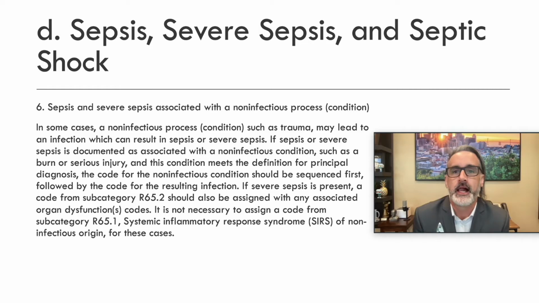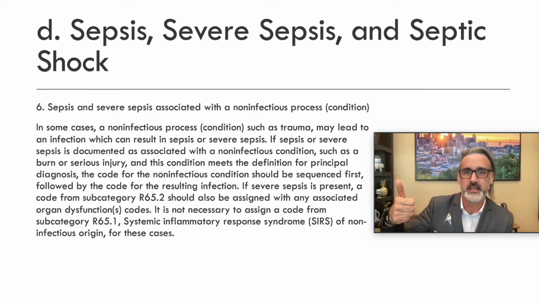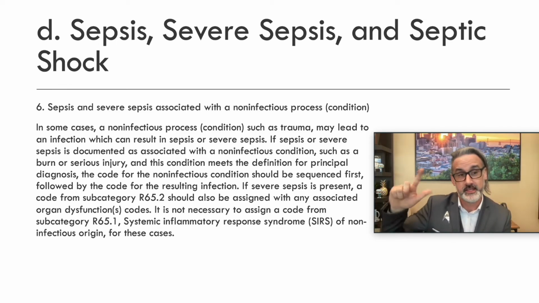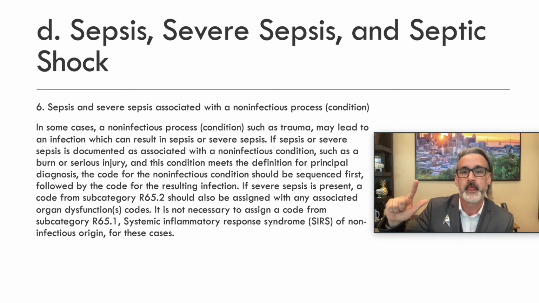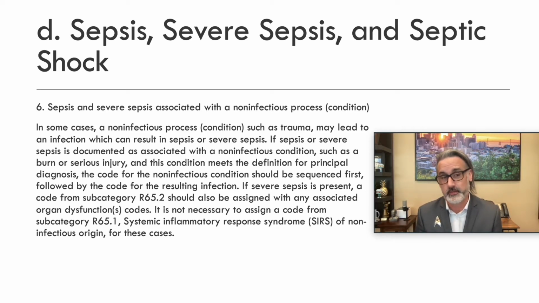So translating these guidelines, the patient has a non-infectious condition, and if sepsis, or severe sepsis I should say, is a result of it, then we would code the non-infectious condition. As far as the sequencing, the code for the non-infectious condition should be sequenced first, followed by the code for the infection. So the non-infectious condition, for example the trauma, would be first, and second would be whatever infection develops from it. And if the patient has severe sepsis, then we would do the R65.2, but that would be the third code in there.